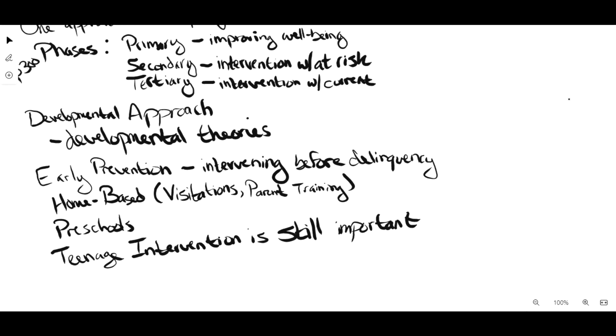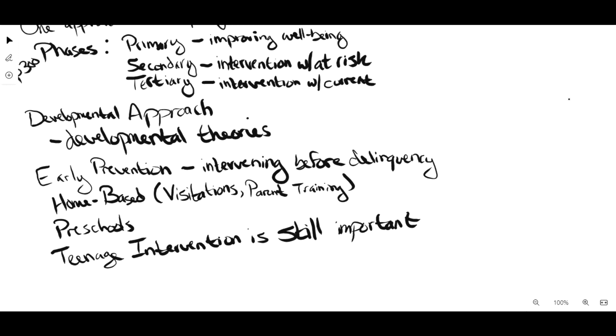Teenage intervention is still important. I know that we're talking about preventing delinquency before it happens, and the data shows that the earlier you get involved, the less likely it's going to happen later. That's not to mean that you ignore teenagers. It's not, "Oh well, I got them in preschool and kindergarten and through primary school. Now they're 13. I don't need to worry about them anymore."